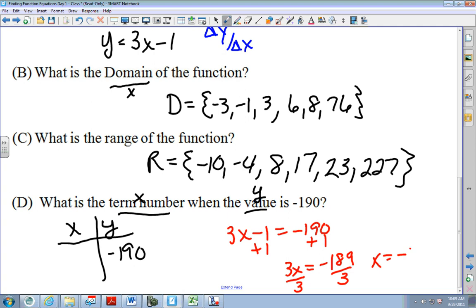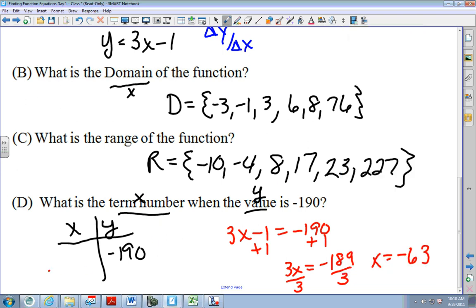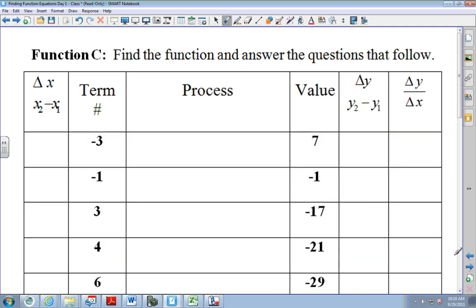X equals -63. Or I go to my calculator and I can look and see where it equals -190. So you would have to just press the buttons and search through it and find it. There's not a quick way to find it when you're looking for y. But since I know that x is -63, I'll go and look, and there it is, -63. The last one on this introductory page right here.